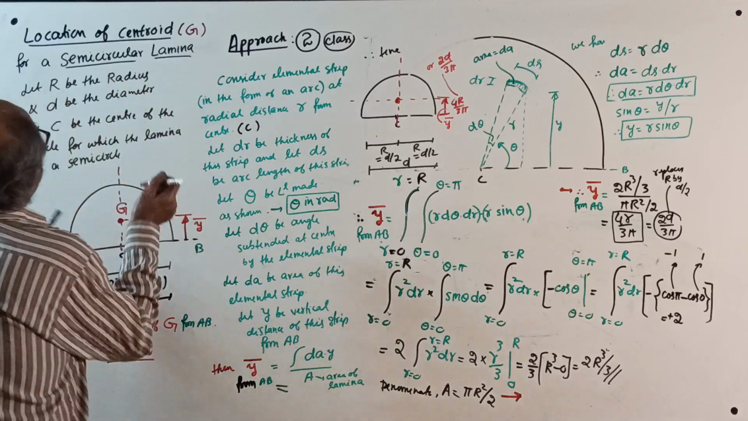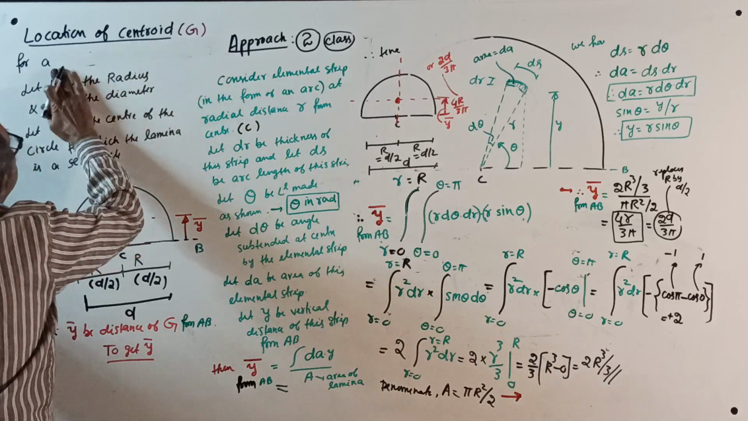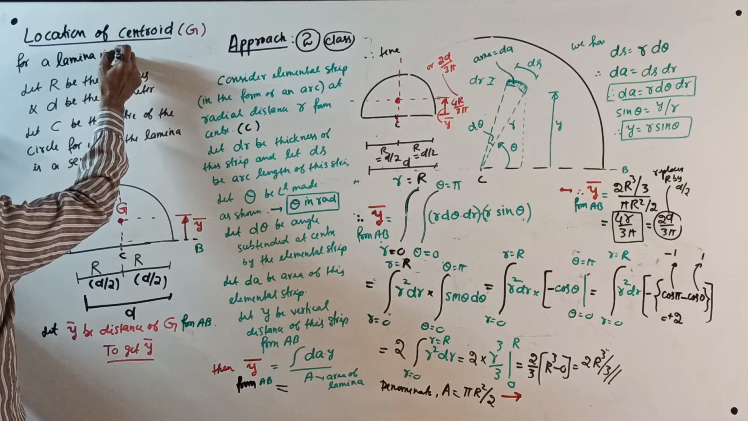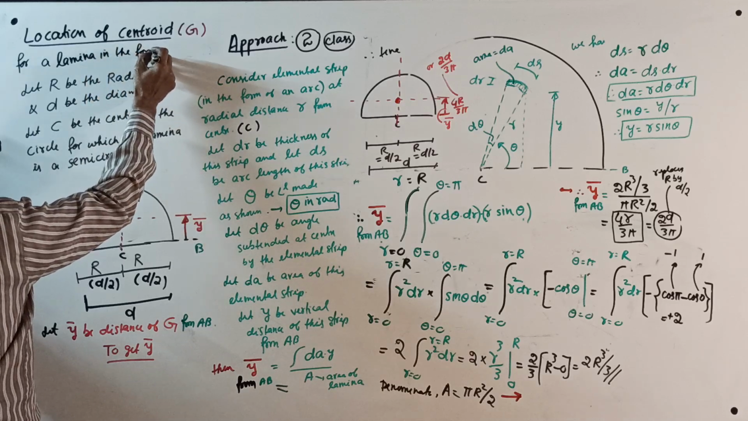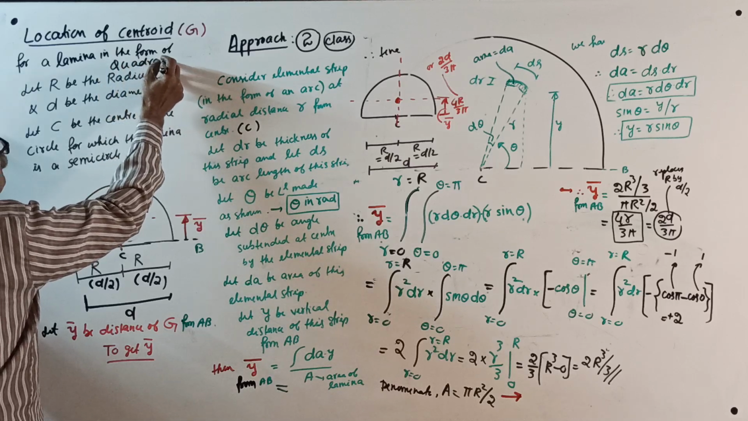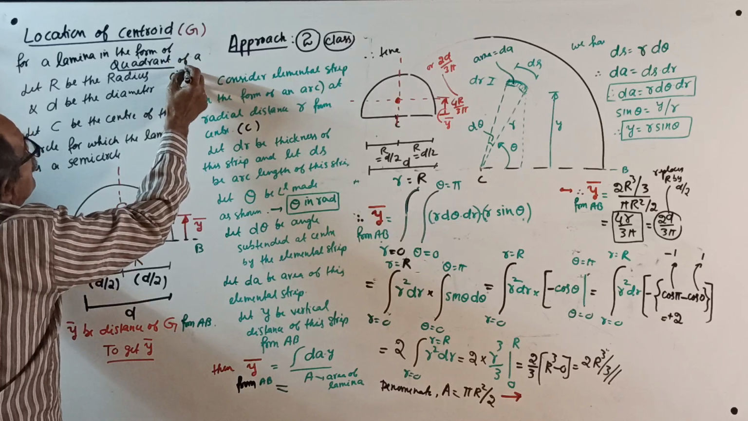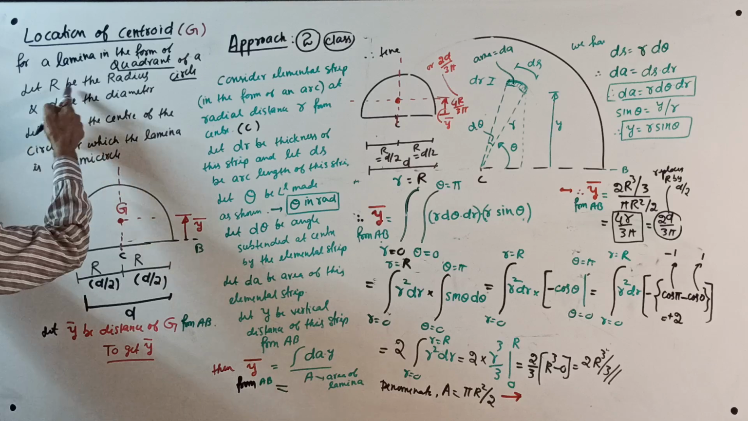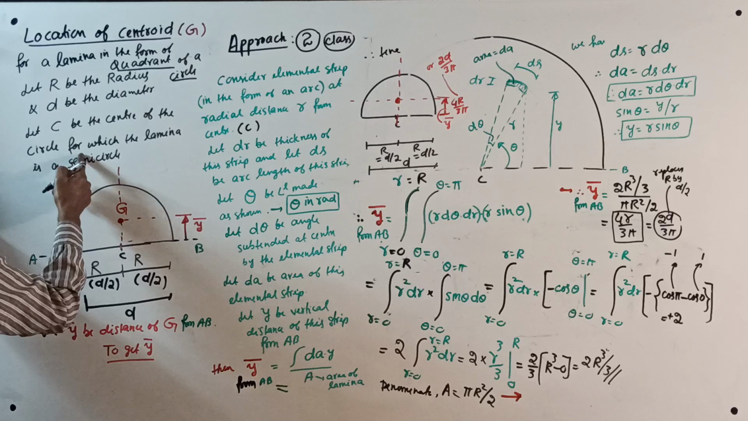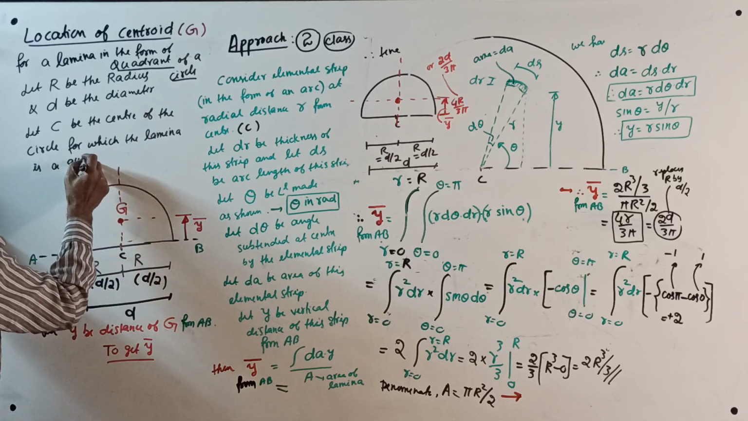Now I will go for location of centroid G for a lamina, change the language, for a lamina in the form of a quadrant of a circle. Space problem here, quadrant, you write correctly, of a circle. New. Let r be the radius, let d be the diameter, let C be the center of the circle for which the lamina is a quadrant of a circle.